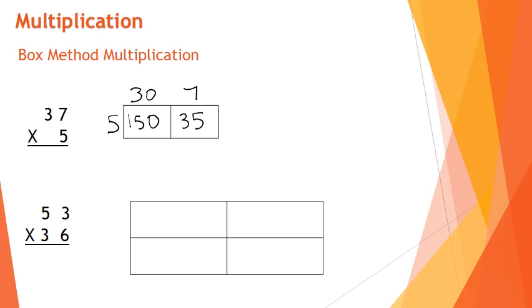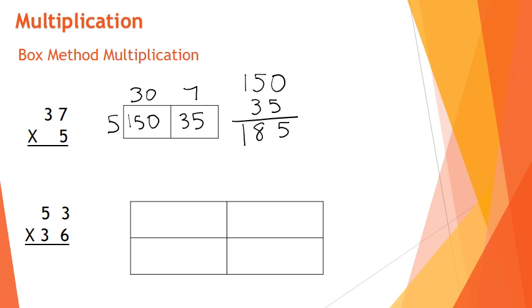Now once the boxes are filled, it's very important that you remember to add. And this method can go very bad if we do not add everything up in columns when we're adding. So ones add to ones, tens add to tens, and hundreds add to hundreds. So 5, 8, 1, 185.